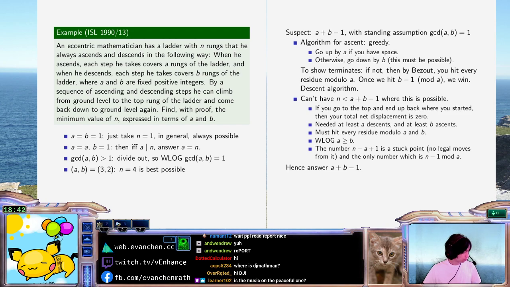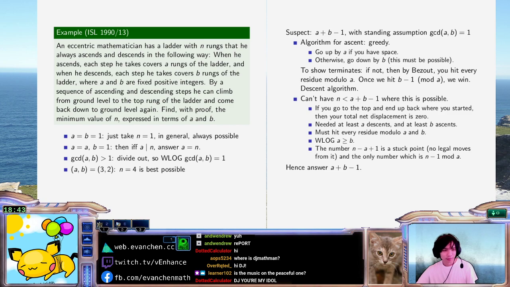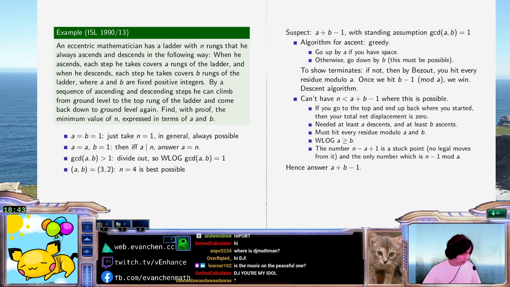Alright, cool. Where's DJ Mathman? I don't know if he comes to the stream that often. Is the music on the peaceful one? Yes, this is supposed to be the ambient soundtrack. I guess the current song is not that ambient. Oh, DJ Mathman is watching now. Okay, how can you guys tell? Does it list the online users? Oh, well. Hi David, good to see you.